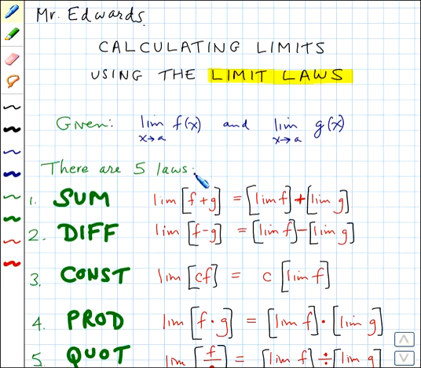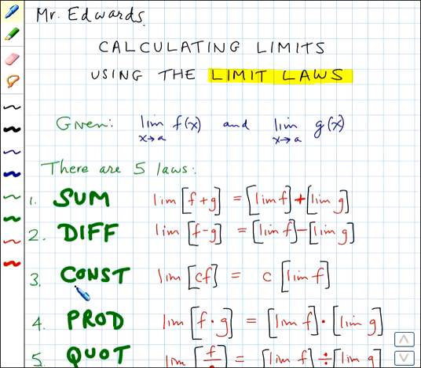What it says is that if we have the limit of the functions f plus g, the limit of the sum of two functions is the sum of the limits of the two functions. That is, the limit of f plus g is the limit of f plus the limit of g. And for differences, for subtraction, the limit of the difference of two functions is equal to the difference of the limits.